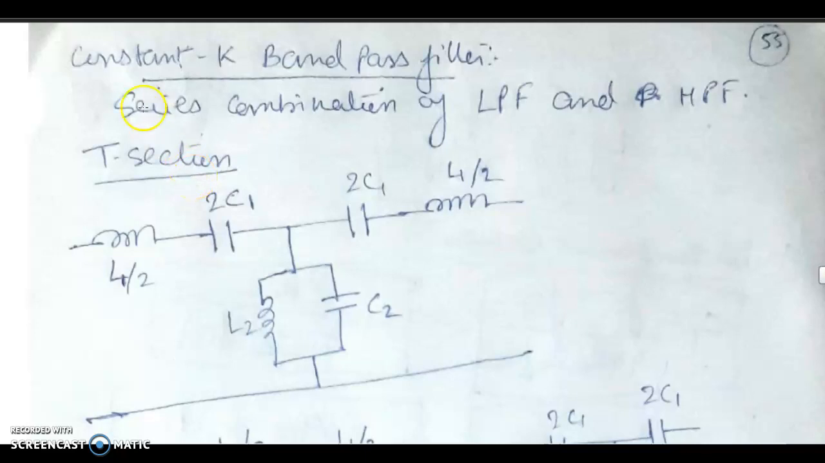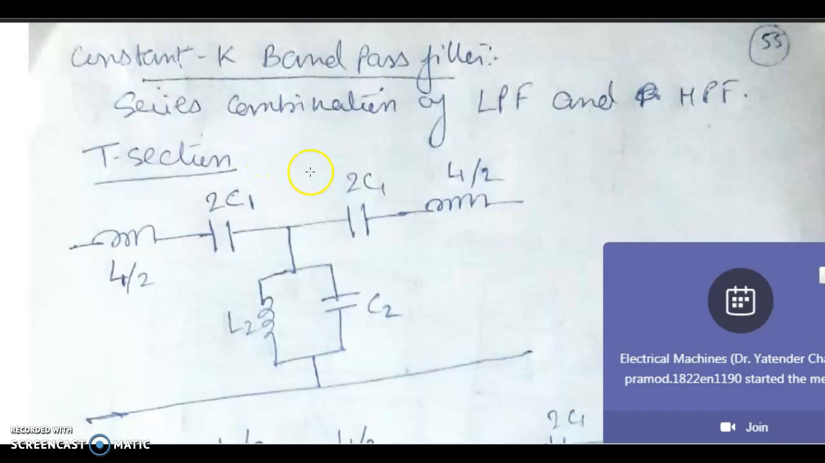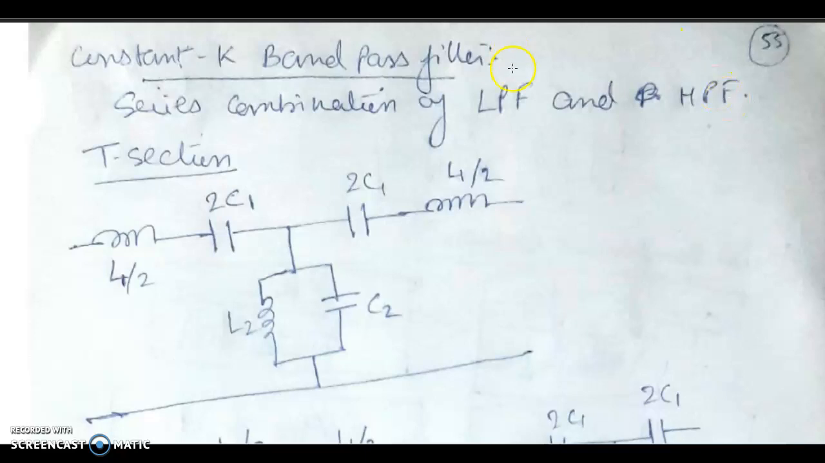So today in this lecture we will see the designing of constant K band pass filter and constant K band stop filter. Now constant K band pass filter, as the name suggests, will pass a certain band of frequency. So two cutoff frequencies will be there. Now because for some frequency the filter is acting as a low pass, and for the other frequency it is acting as a high pass, we say that it is a series combination of low pass and high pass filter.